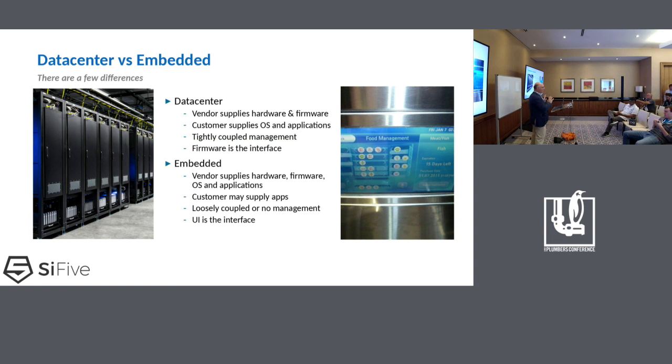So when you're talking about data center machines, the ability for the vendor to manipulate what the customer sees begins and ends with the firmware. The customer supplies all the operating system and applications. You're going to go into a customer, they're going to supply their operating system and their applications, and they expect to run on your firmware. So the interface you provide in the data center is totally different from the embedded world.